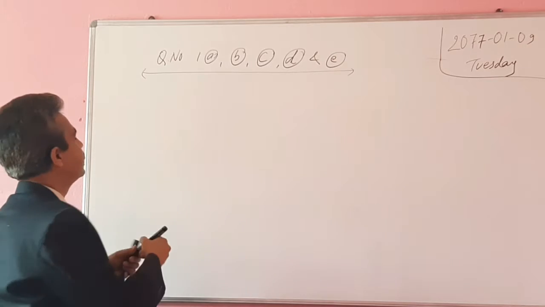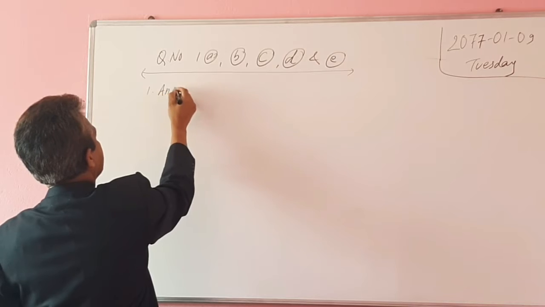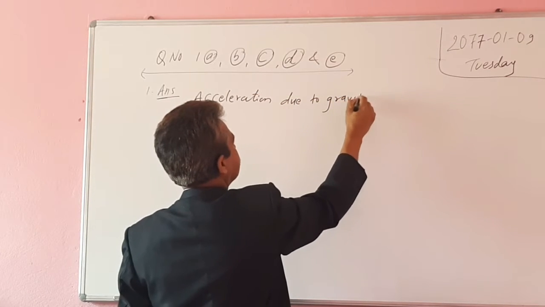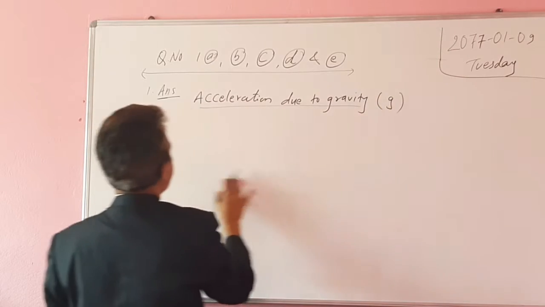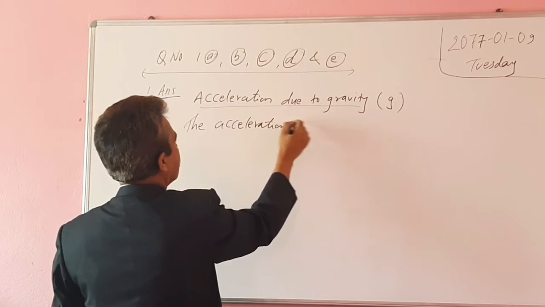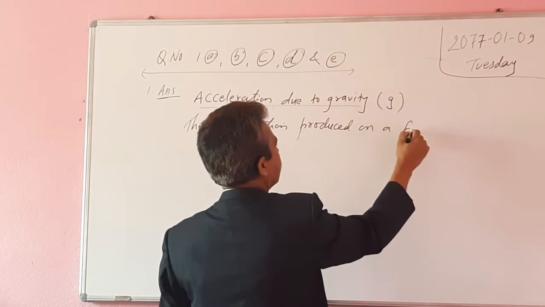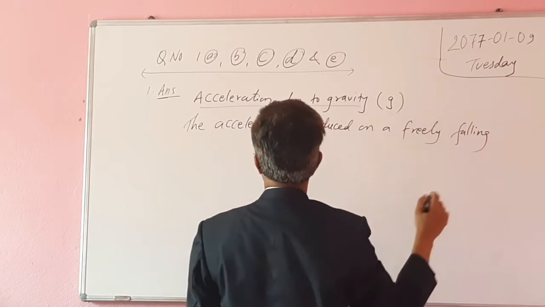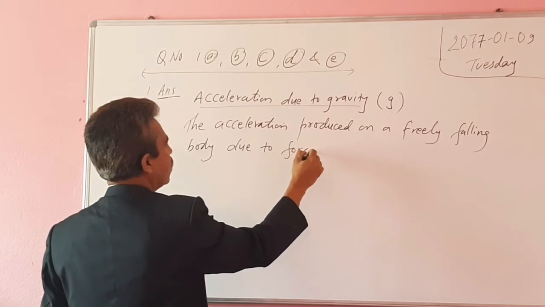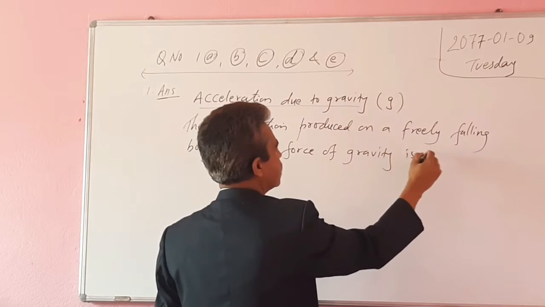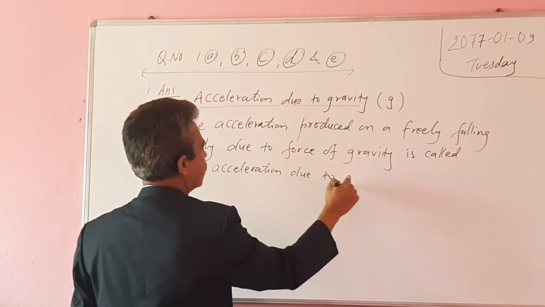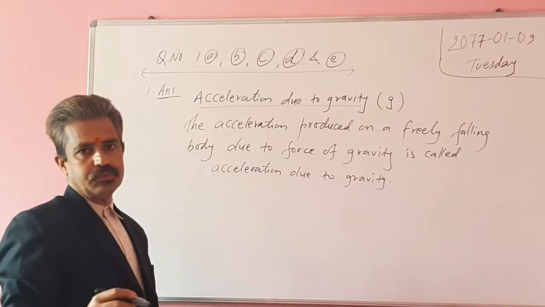First question: Define acceleration due to gravity. What do you mean by acceleration due to gravity? It is denoted by small g. So can you define it? The acceleration produced on a freely falling body due to the force of gravity is called acceleration due to gravity.